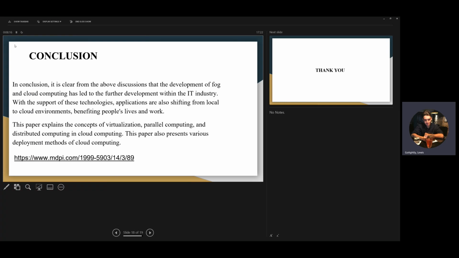So in conclusion, it is clear from the above discussions that the development of fog and cloud computing has led to further development within the IT industry. With the support of these technologies, applications are also shifting from local to cloud environments, benefiting people's lives and work. The paper explains the concepts of virtualization, parallel computing, and distributed computing in cloud computing, and also presents various deployment methods of cloud computing.